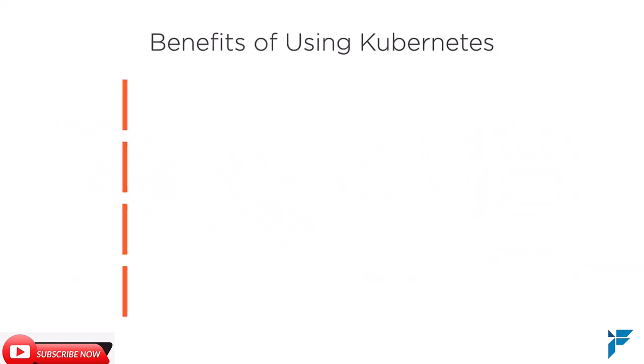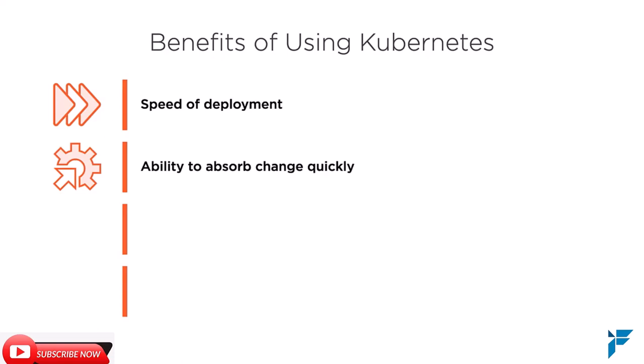Let's look at some of the key benefits of using Kubernetes. And first off is speed of deployment. Kubernetes gives us the ability to deploy container-based applications very, very quickly. And what this enables us actually to do is to get code from a developer's workstation into production fast. And that gives us the ability to absorb change quickly.